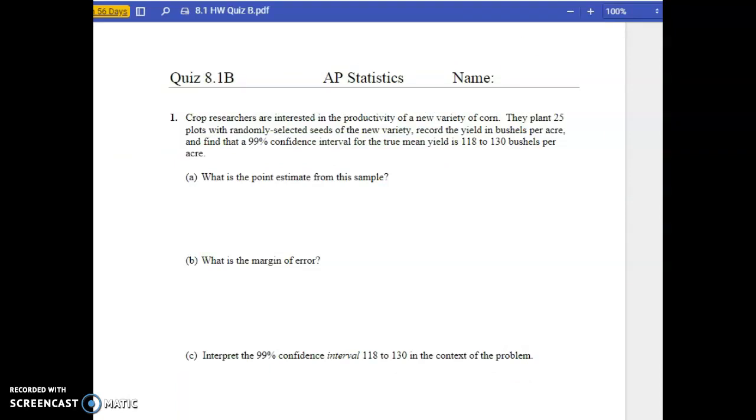So here in 8.1, quiz B, crop researchers are interested in the productivity of a new variety of corn. They plant 25 plots. This looks familiar to last week's work. 25 plots, that's n, with randomly selected seeds. They record the yield in bushels per acre and find that a 99% confidence interval for the true mean is 118 to 130 bushels per acre. So here's the confidence interval, and the first question is, what's the point estimate?